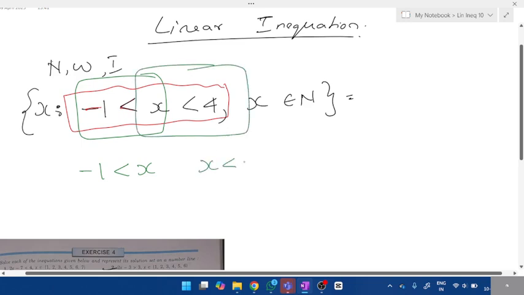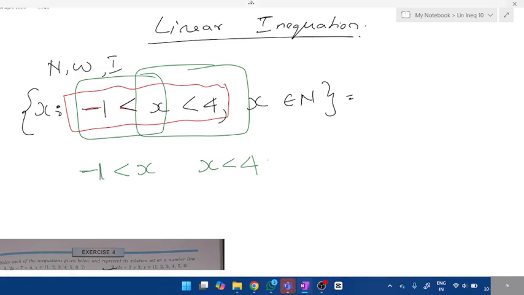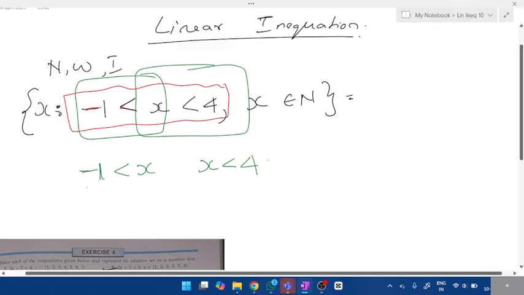X is less than 4. Two equations, they just merged it together. Not 2 and 3, look here. Minus 1 is less than x.